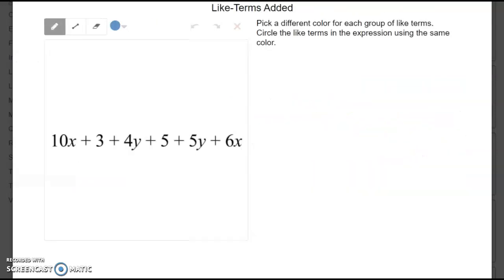Okay, and then finally, this one says pick a different color for each group of like terms and circle the like terms in an expression using the same color. So I am going to use blue. And I'm going to say, okay, so 10x. Do I see any other x's? There is my 10x. There is my 6x.